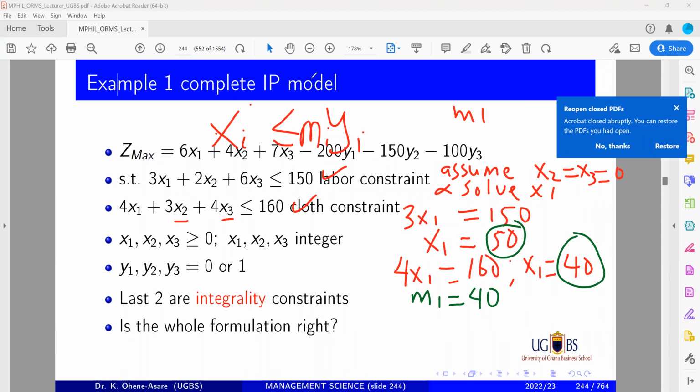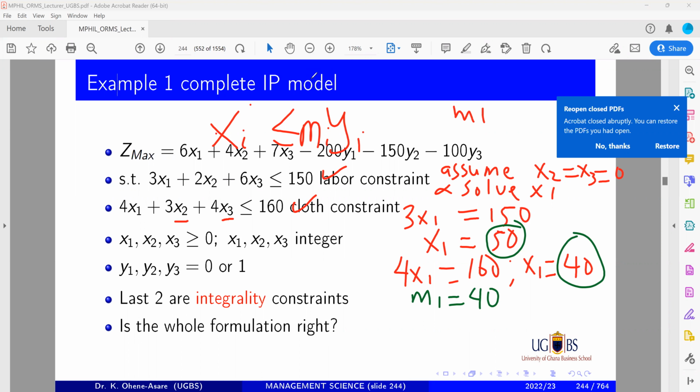Since you didn't ask me, why are we taking the 40 and not the 50? Because remember, we said M1 is the highest value X1 can take. So if M1 is the highest value X1 can take, why didn't we rather take the highest value, which is 50? But we are taking the smallest value, which is rather 40. Well, the best way to answer that is that the 40, the smaller value, will always satisfy the two constraints better than the higher one.